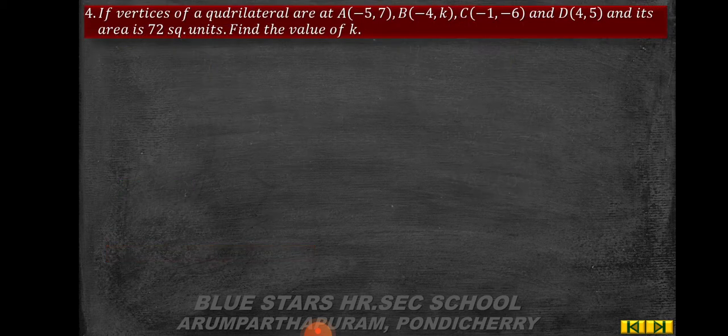Problem number 4. If the vertices of the quadrilateral are at A of minus 5, 7, B of minus 4, k, C of minus 1, minus 6 and D of 4, 5 and its area is 72 square units, find the value of k.